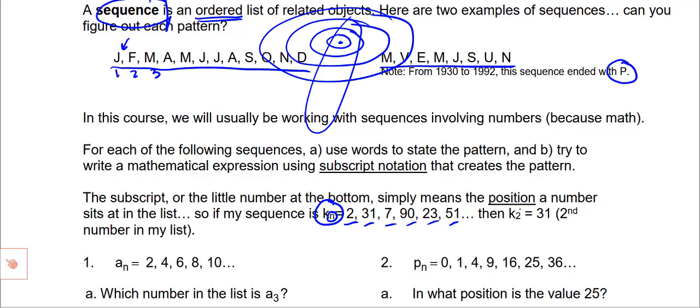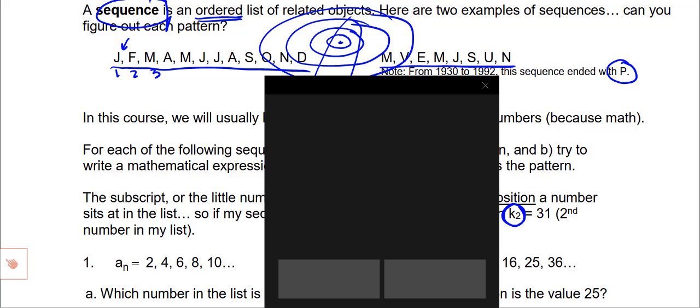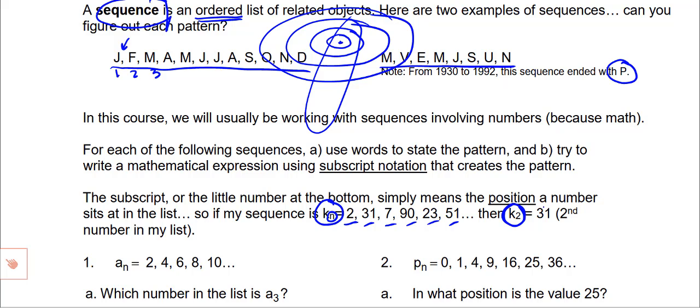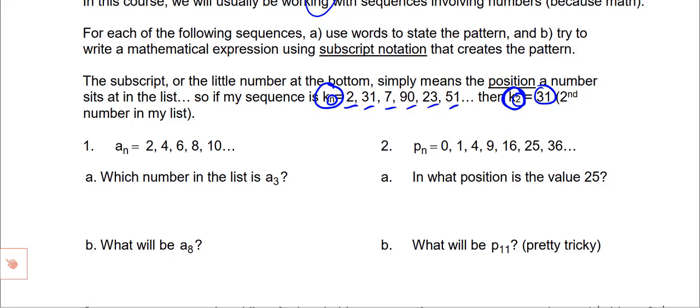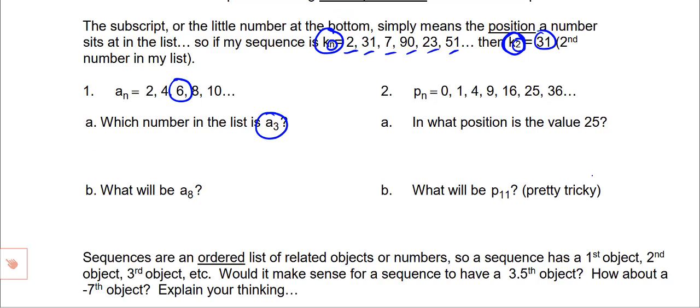So then, who is this? 31. 7. So this 31, and it's the which term? Second term. Good. And so here's some other examples of sequences. Make sense? So, which one is this one? 6. You're awesome. Now, which one is this one?